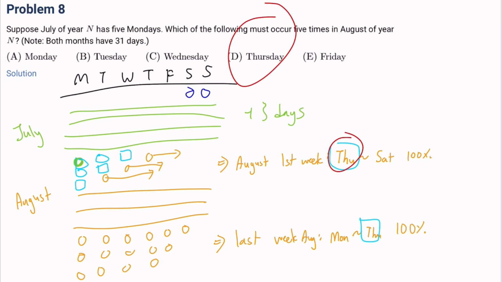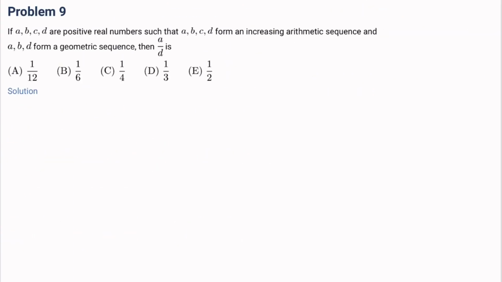It's D. Number 9, if A, B, C, D are positive real numbers such that A, B, C, D form an increasing arithmetic sequence and A, B, D form a geometric sequence, then A over D is. Okay, so A is the first number, B is the second number, C is the third number, D is the fourth number, right? So A, B, C, D will be something like 2, 4, 6, 8, right? And A, B, D should form a geometric sequence, and if you see this particular sequence, you actually see that it does form a geometric sequence.